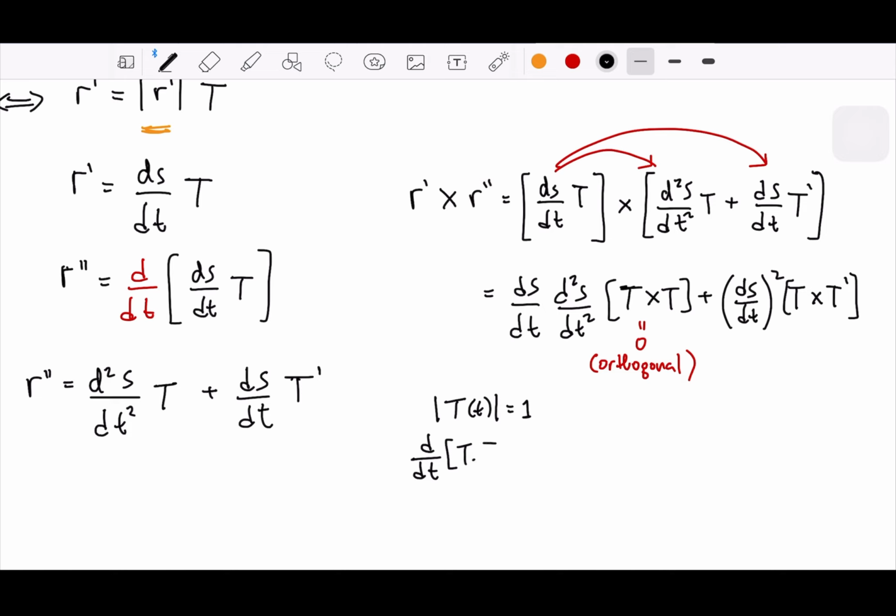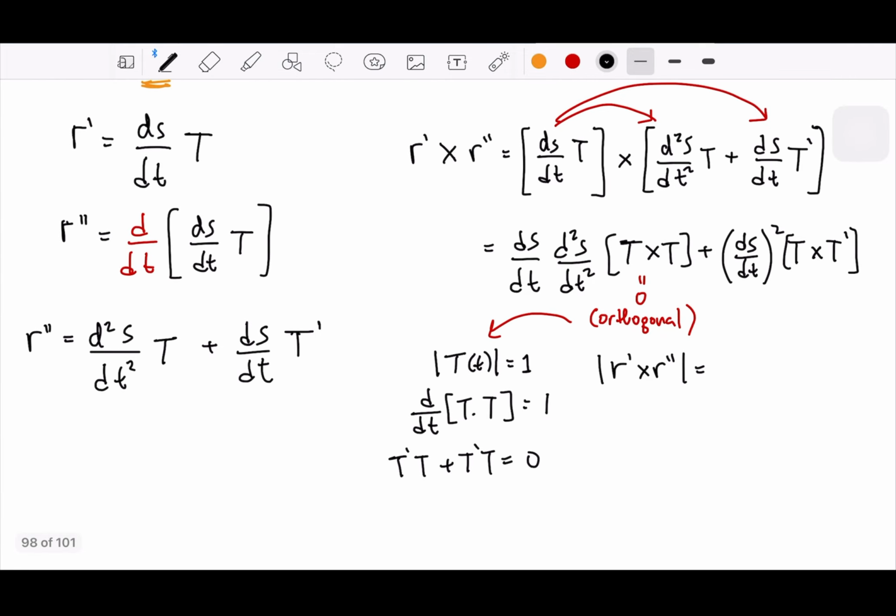Since we know that the unit tangent vector's magnitude is 1, we can write in terms of the dot product that its derivative should be perpendicular to it. So from here we can also write that it should be resulting 0.